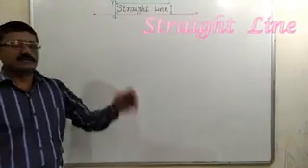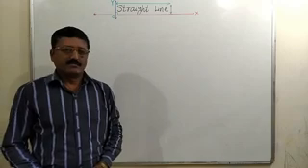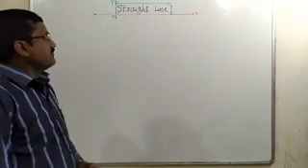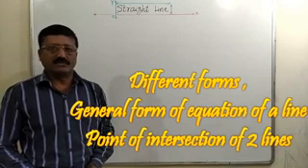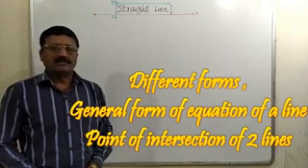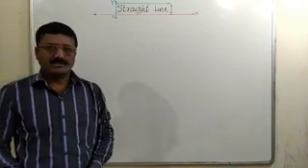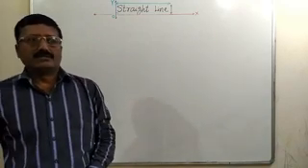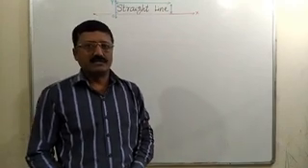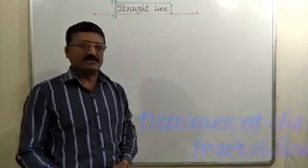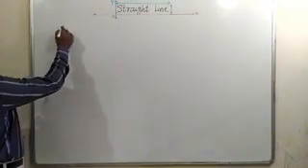We are learning our straight line. In previous lectures, we have learned different forms of equation of line, the general form of equation of line, and the point of intersection of two lines. Now in this lecture, we will learn an important and interesting article of straight line, that is the perpendicular distance formula. Means in this topic we will learn three articles.